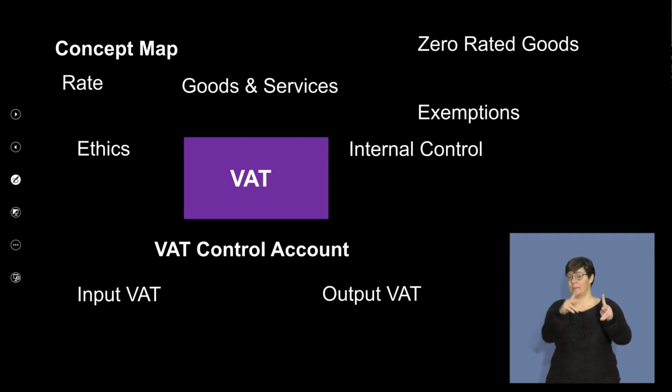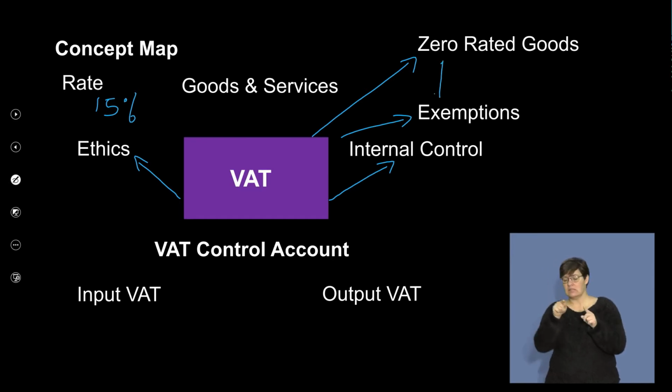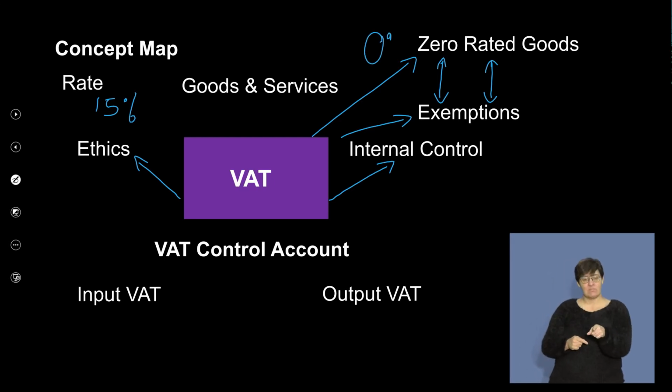Okay, in terms of our summary, quick recap. Remember we said the standard rate of VAT in South Africa is 15%. Remember the ethical considerations of VAT. Remember the internal control aspects of VAT. Remember you get zero-rated items, you get exempted items. Know that there's a difference between zero-rated and exempted. We know that for zero-rated, the tax rate is 0%.